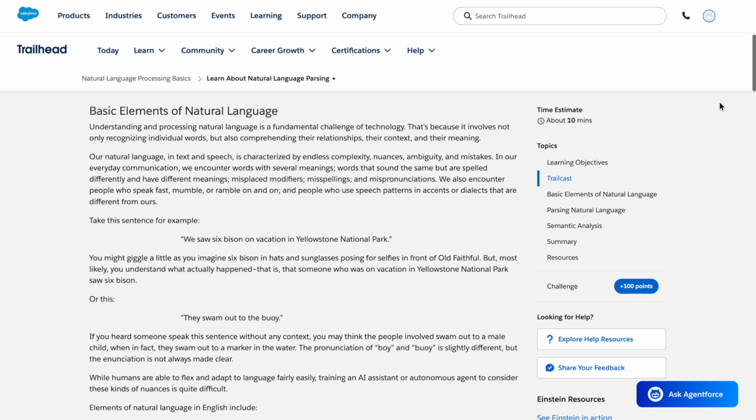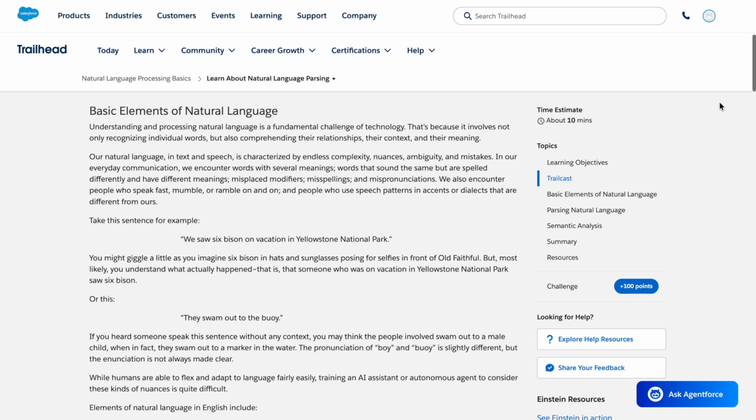Take this sentence for example. We saw 6 bison on vacation in Yellowstone National Park. You might giggle a little as you imagine 6 bison in hats and sunglasses posing for selfies in front of Old Faithful. But most likely you understand what actually happened. That is, that someone who was on vacation in Yellowstone National Park saw 6 bison.